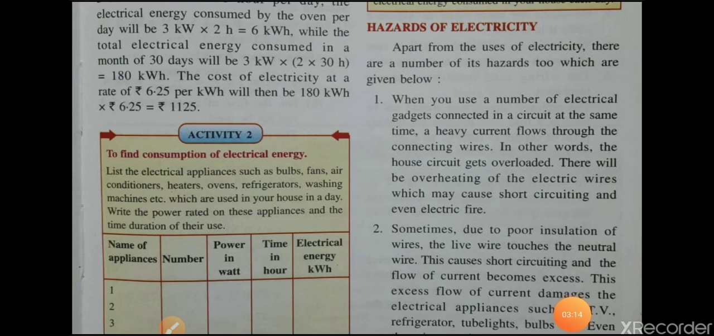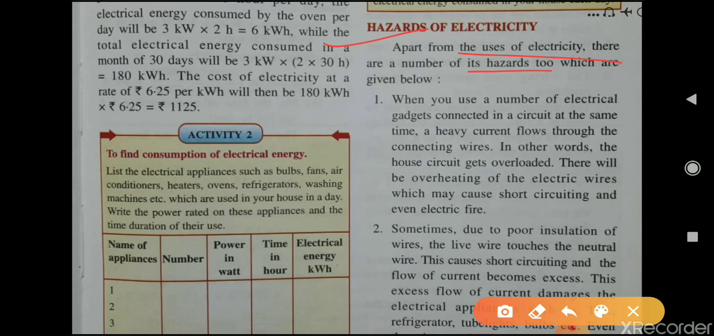Now, hazards of electricity. Apart from uses of electricity, there are a number of hazards too. The first one is when you use a number of electrical gadgets connected in a circuit at the same time, heavy current flows through the circuit, and because of this overloaded circuit there will be overheating in the electric wires, which may cause short circuiting or even an electric fire.